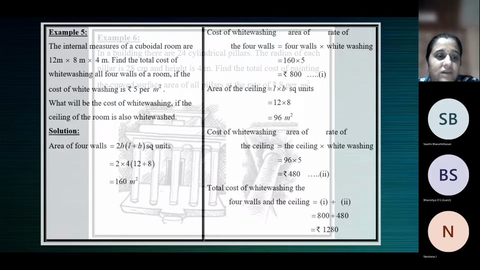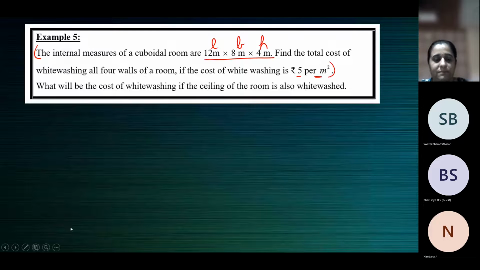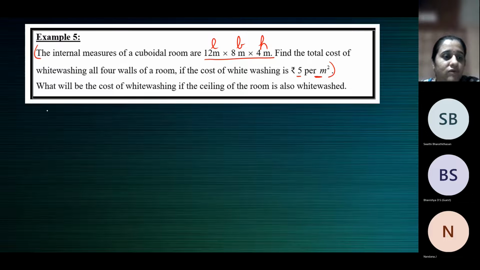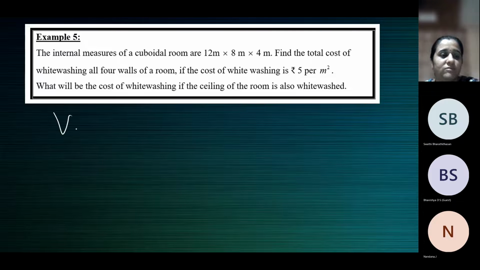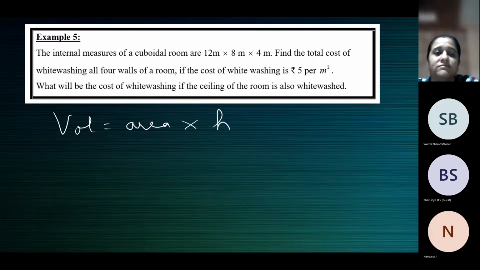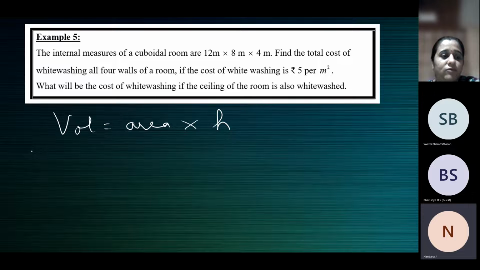I think I just missed telling you something about the curved surface area when it comes to cuboid. Now, children, I told you this: volume is area into height. Can you recall? I told you that we'll discuss this in detail in standard 9. But just to give you an idea, volume is equal to the area of the uniform cross section into height. Yes or no, children? So that's how we get the volume of a cuboid.